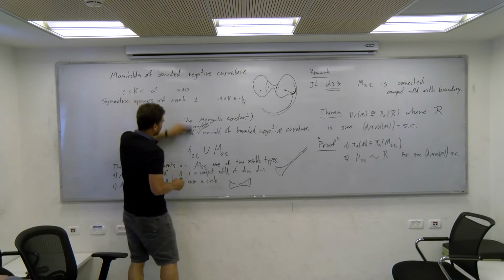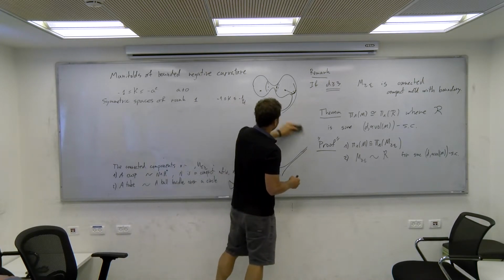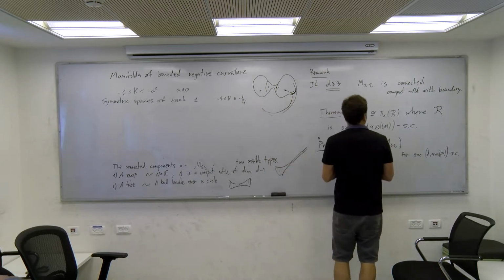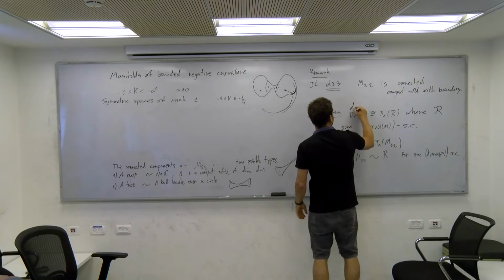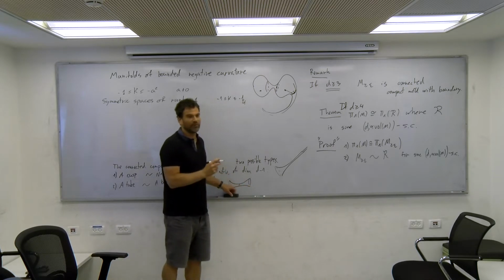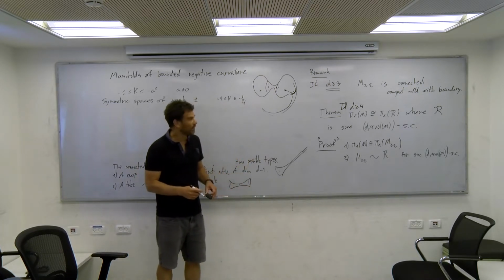So why is 1 true? No, sorry. This is even false. This theorem is not true. Assume that D is at least 4. Suppose D is at least 4. If the dimension is at least 4, then we have that. It's not true in dimension 3.